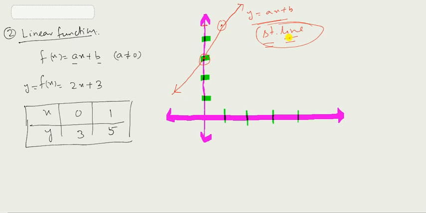Next, let us proceed further towards a quadratic function. It's a bit tricky, you should try to understand it. Let me define first a quadratic function, right? This is our number 3 function, the quadratic function.